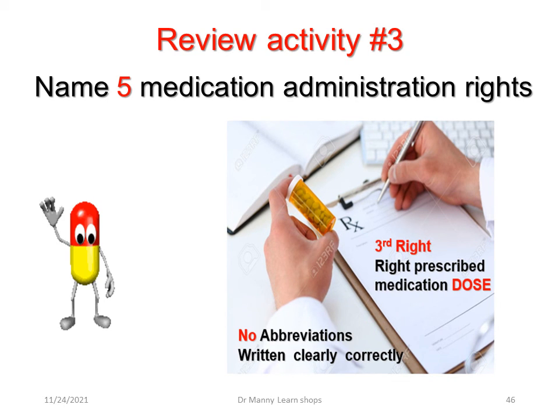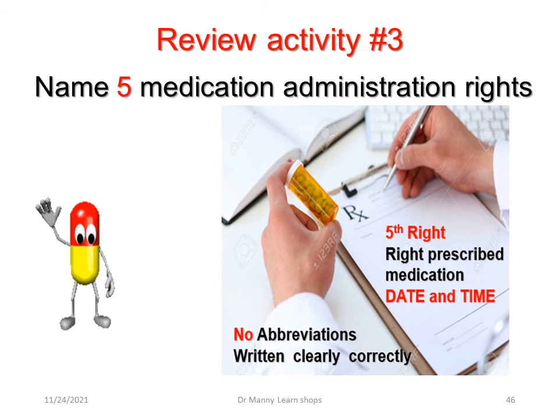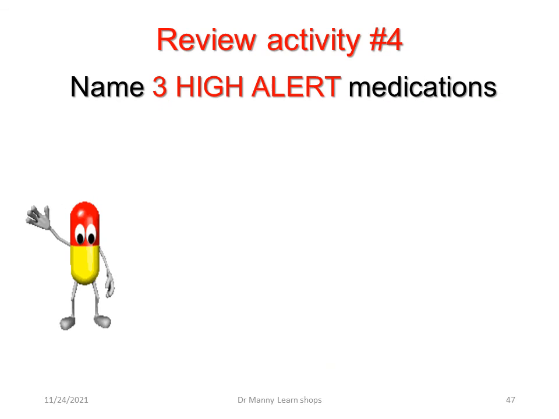Third right, right prescribed medication dose, no abbreviations, written clearly and correctly by the prescribing physician. Fourth right, right prescribed medication route, no abbreviations, written clearly and correctly. Fifth right, right prescribed medication date and time, no abbreviations, written clearly and correctly.